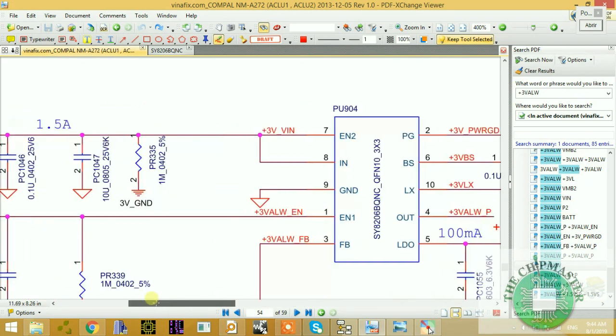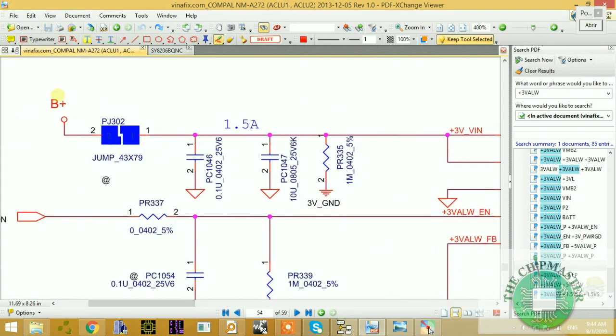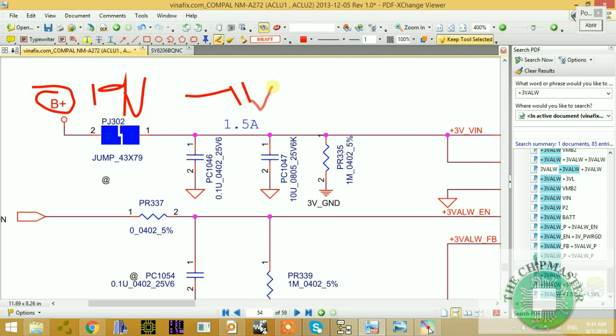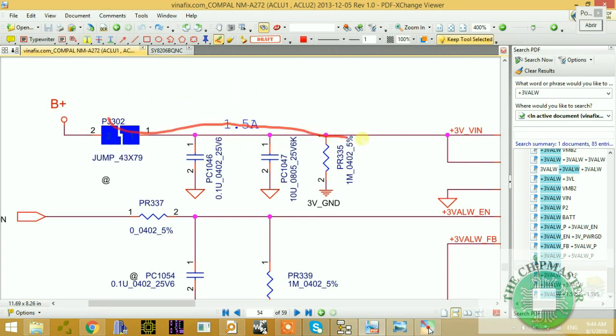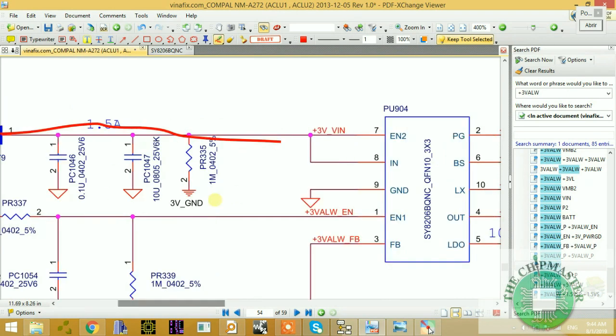First we have supply, and this is coming from B plus. Remember, I've explained in the last class how this voltage is generated, and this is 19 volt, or from battery it is 11 volt coming from battery. This voltage is coming in through this capacitor, and it is coming to pin number 7 and 8 as an input, and these voltages are power supply.